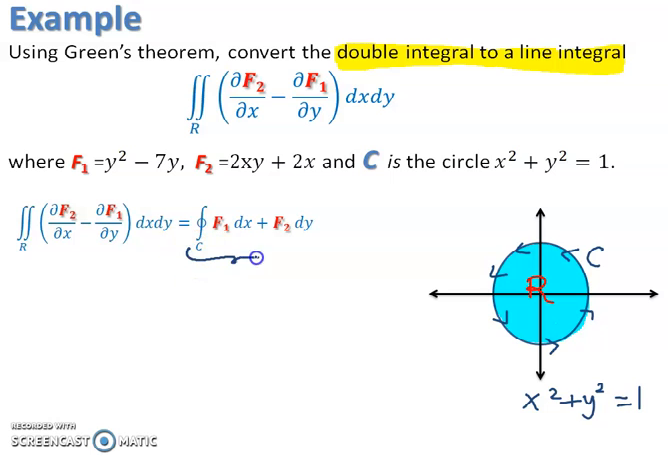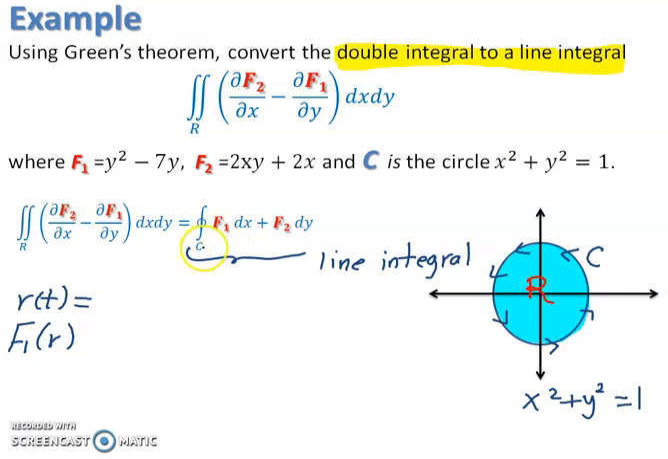Now, to evaluate this line integral, we have to find the parametric representation of the curve C. That means we find r first, then we find f1 at r, and we substitute here, and f2 at r, and we substitute here, and we find the derivative of x and the derivative of y.